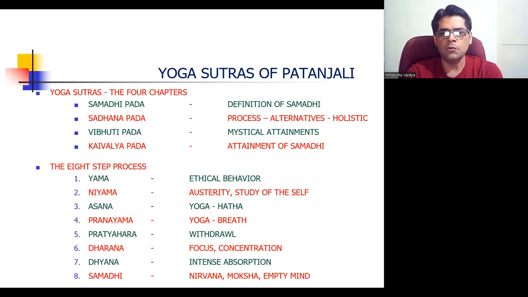Third chapter is Vibhuti Pada, and it talks about the mystical attainments which can happen on the way, which almost can be seen as magical attainments. This is one of the dangers of the path, that one can get lost in the lure of these mystical attainments and forget the goal of samadhi.